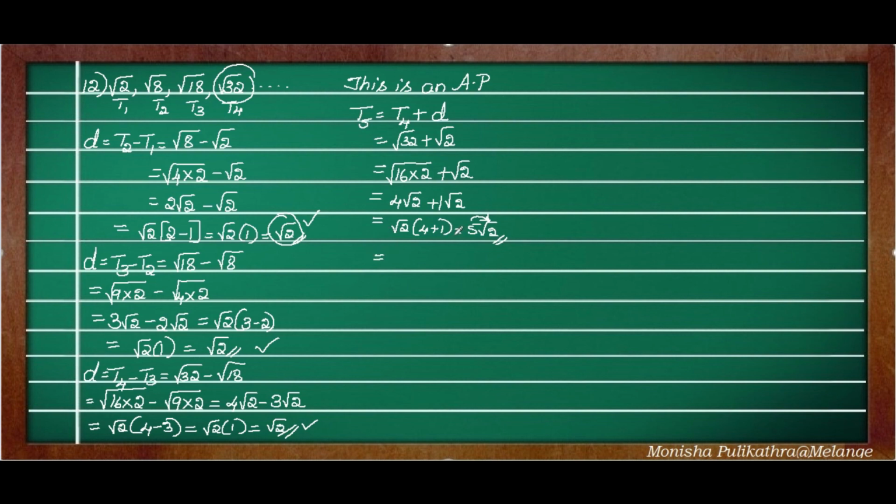See here, when we take 16 outside, it has become 4 because the square root of 16 is 4. So when we put it back inside the square root, it will become the square of it. So when we insert this 5 inside the square root, it will become 5 square into 2, that is 25 into 2. What is 25 into 2? 25 into 2 is 50. So this is the next term.